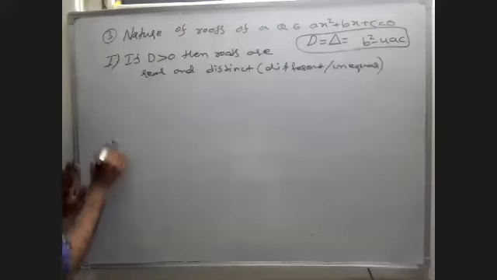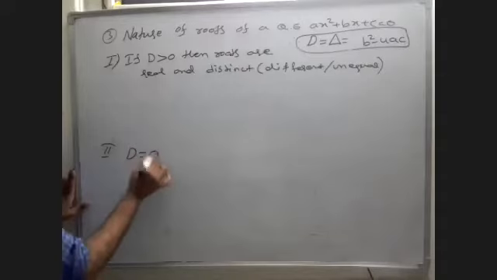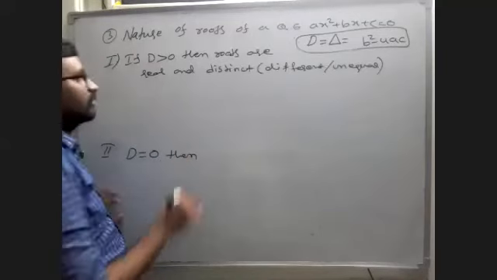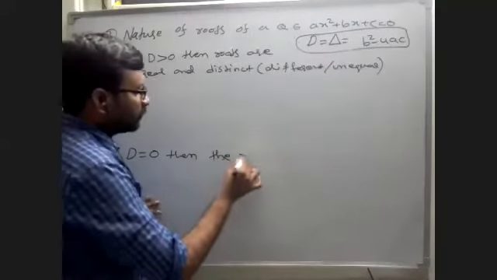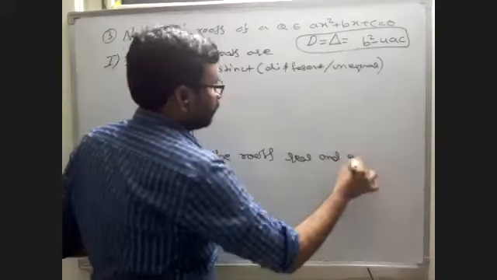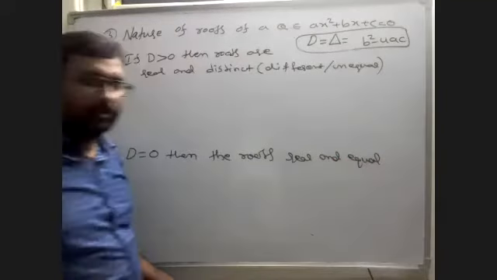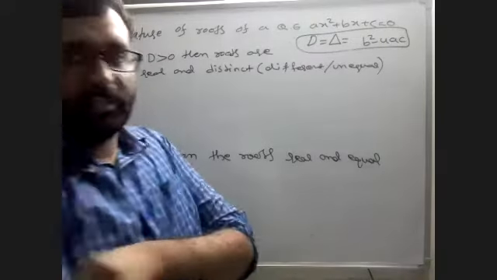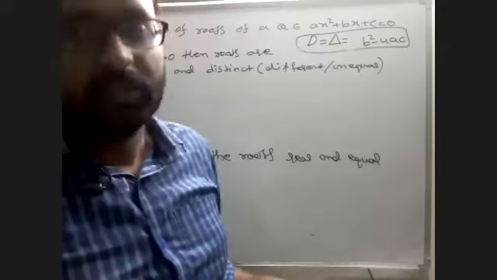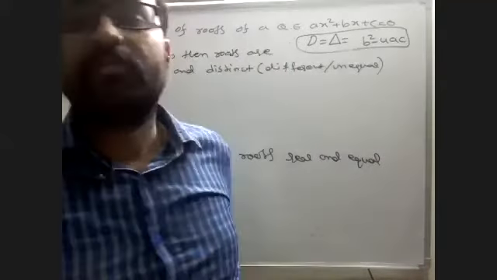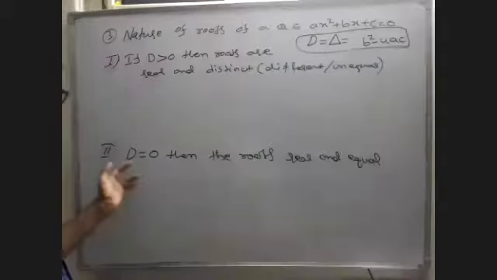And the second case, Roman number 2, is if d is equal to 0, d meaning this b square minus 4ac is equal to 0, then the roots are real and equal. When can we say real and equal? If delta equal to 0. If you find delta, b square minus 4ac, equal to 0, then we can say those roots are real and equal.